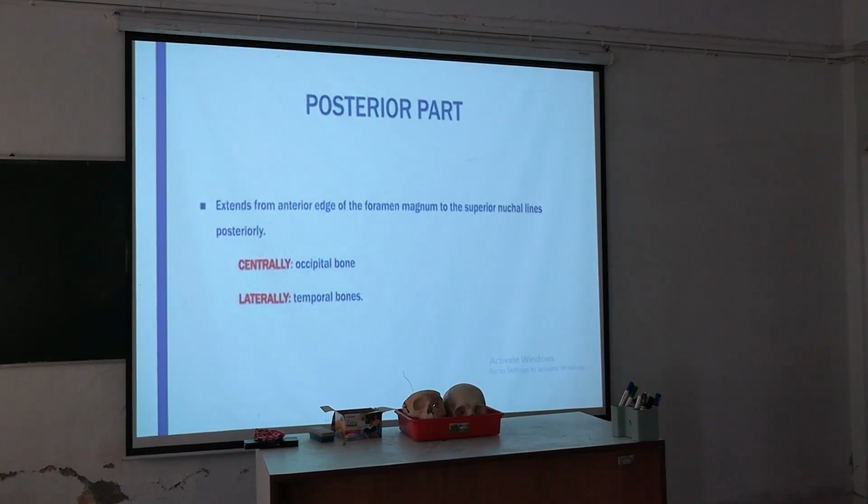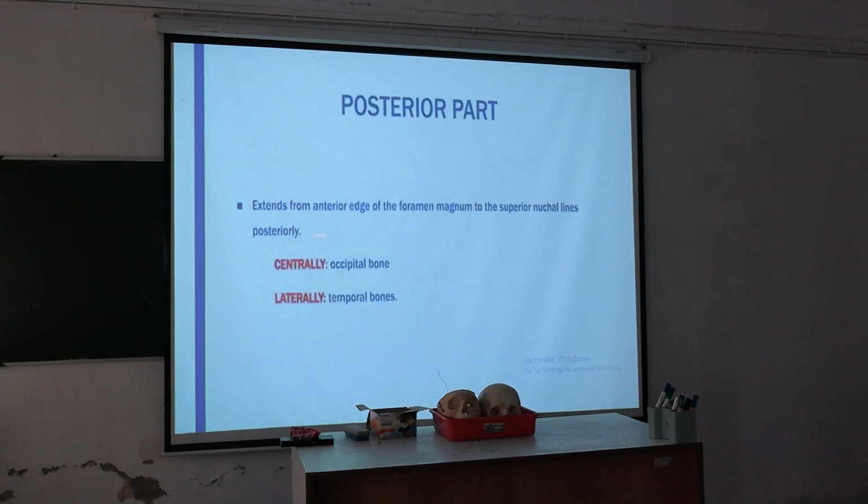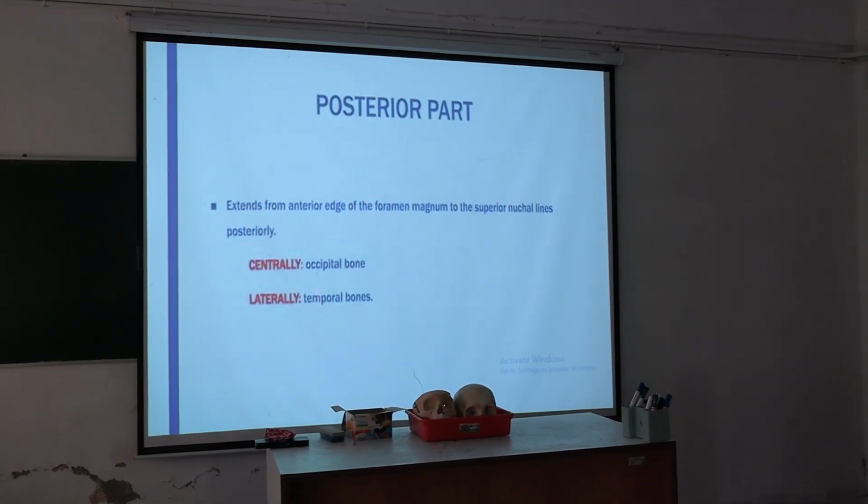Next, we are going to the posterior part. Posterior part extends from the anterior edge of the foramen magnum to the superior nuchal line posteriorly. Centrally, there is occipital bone.